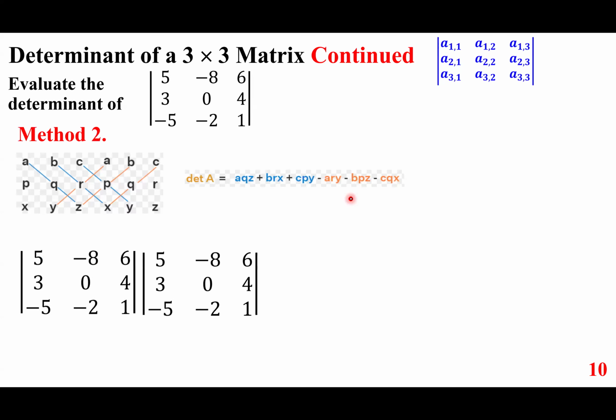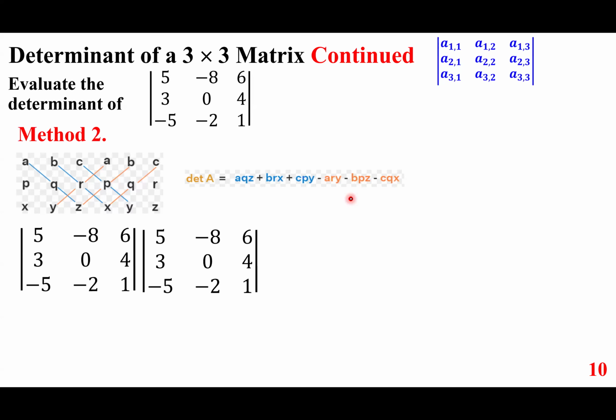So if I want to go with that method, I'm going to write this matrix and an identical matrix next to it. Again, I want to get to the same 188. I want to show you the second method. So I start from the first one and I go diagonally. And the second one and the third one. And that gives me 5 times 0 times 1 plus minus 8 times 4 times negative 5 plus 6 times 3 times negative 2.